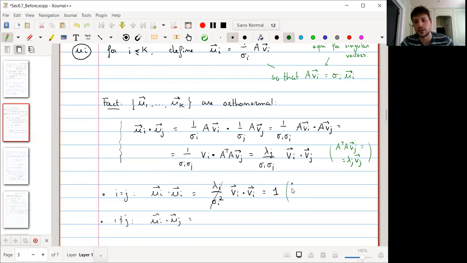So we use two things here. The first is that sigma i is the square root of lambda i. And the second is that the vi is a unit vector.